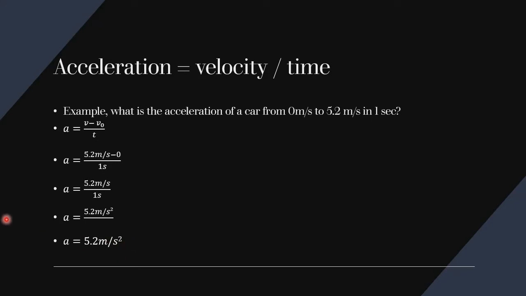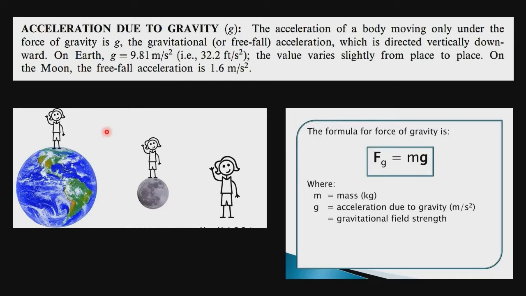Here is another way of looking at acceleration: due to gravity, because our planet is pulling any object towards the center of it. And for example, another heavenly body such as the moon is also pulling objects towards the center of it. But the only thing is that they have two different gravitational values. And so we will be looking at that now. The acceleration of a body moving only under the force of gravity is called g. So g simply means acceleration due to gravity.